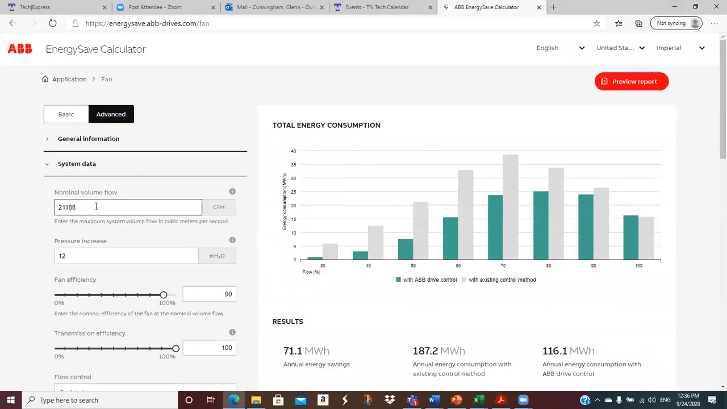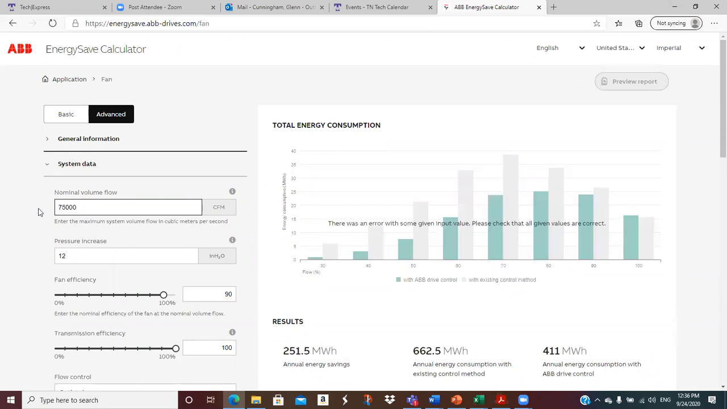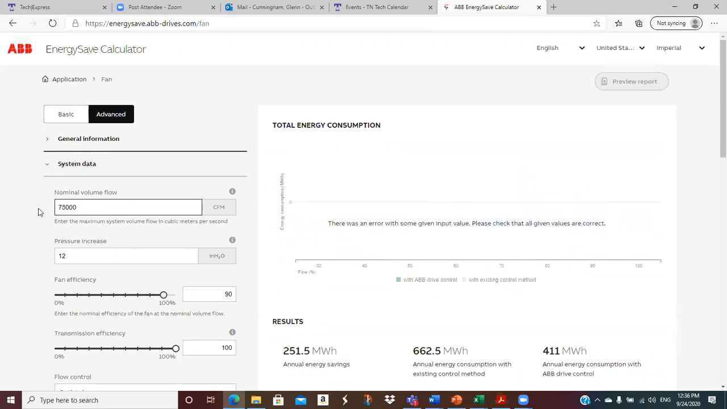All right, so volume flow, CFM, 75,000. Okay, now we can look at this, and the 12 inches of water pressure increase right now was left over from the last time I ran this thing, and the fan efficiency, 90%, I don't know, that's pretty good.